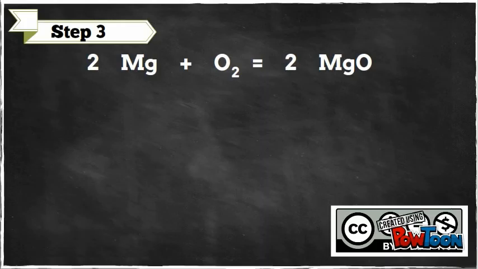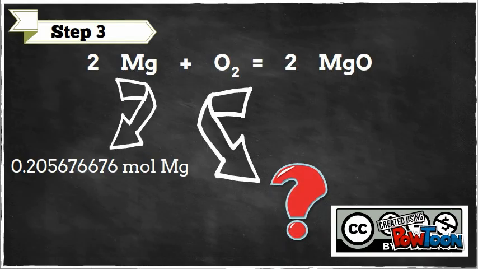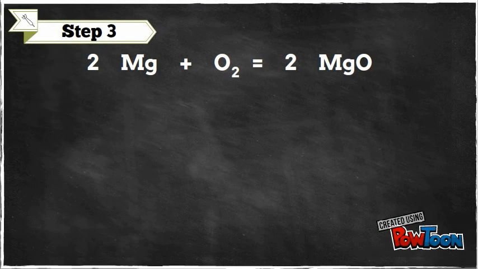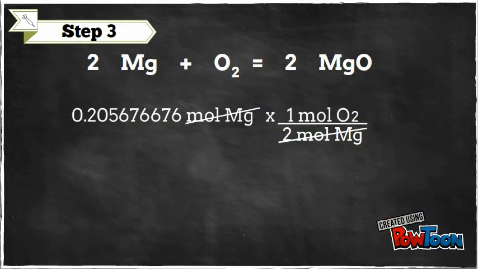So we know we have about 0.2 moles of magnesium. I'll say 0.2 moles, but don't forget to include all of those decimal places that you calculated earlier. If we were to react all of the magnesium to make magnesium oxide, how much oxygen would this require? Remember, the mole-to-mole ratio comes from the balanced equation, and we arrange the ratio to make the units cancel.